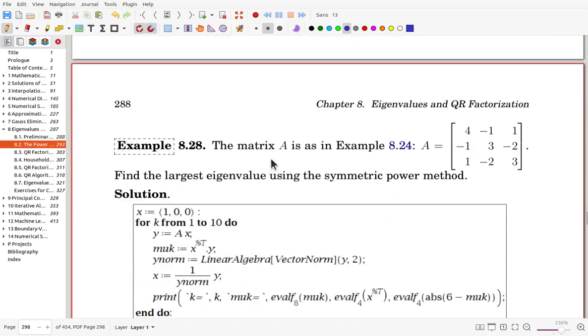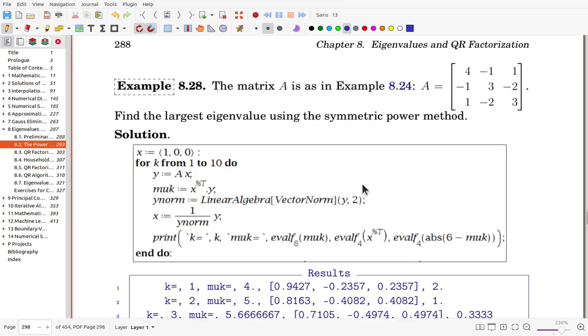Let's consider the same matrix we considered earlier for the basic power method. Now we know that the 3 eigenvalues are 6 and 3 and 1. This is a Maple implementation of the symmetric power method.